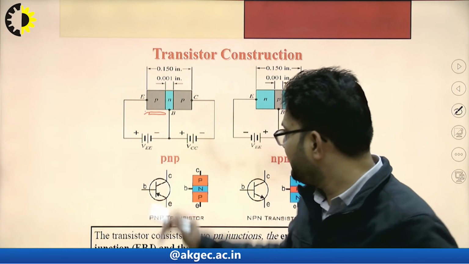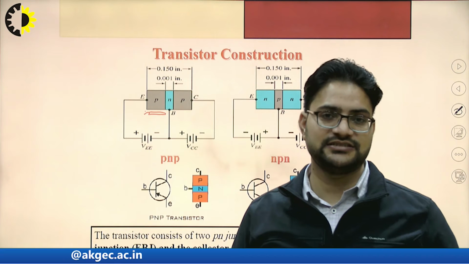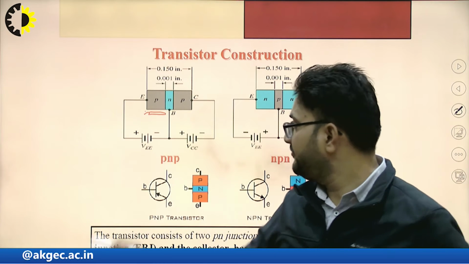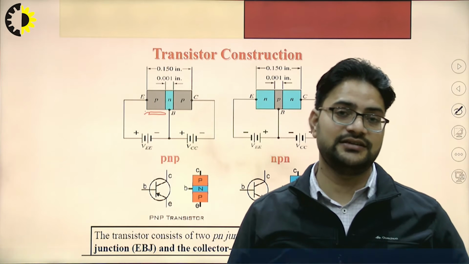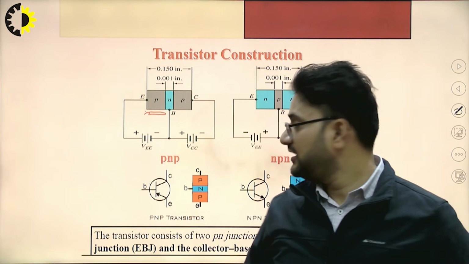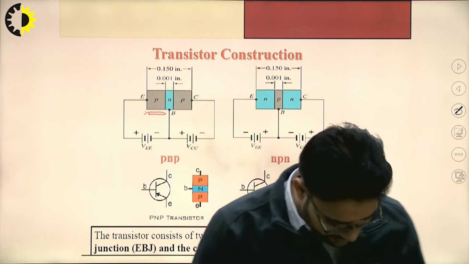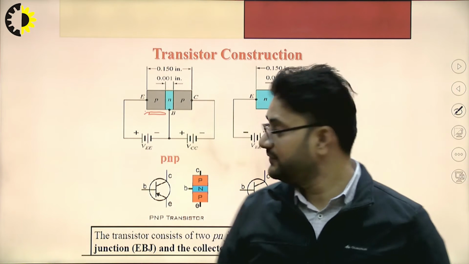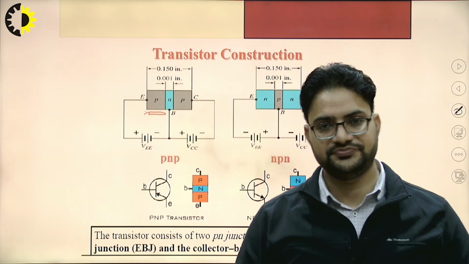So why is it very large? Because all the majority charge carriers will get stuck at this collector side and they can affect the thermal stability. So to get better thermal stability, this collector side is made very large, right?